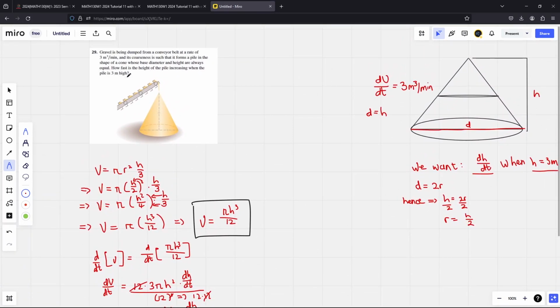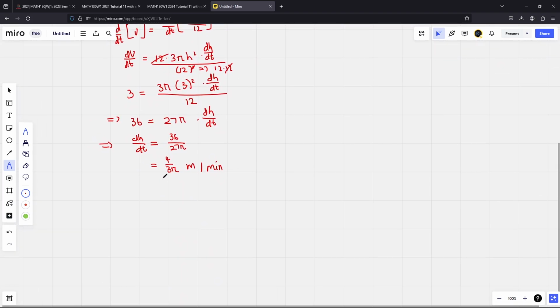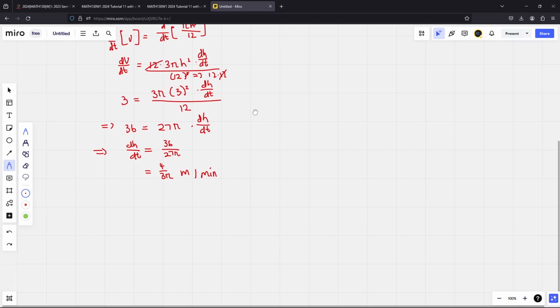So how fast is the height of the pile increasing when the pile is 3 meters high? Well, the height is increasing at 4 over 3 pi meters every minute.